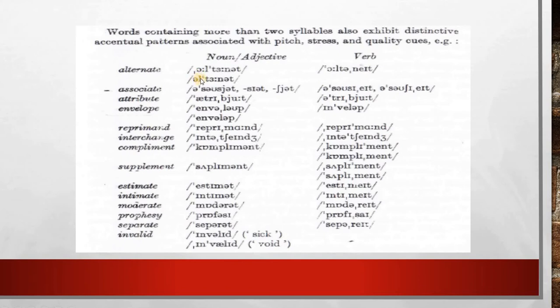When talking about the second example, alternate, you see here the first syllable, normally the stress is on the second syllable. When it changes to the verb, as you know, it is just an exception. So alternate: the one that was long here became a schwa, and the one that was a schwa became a long O.